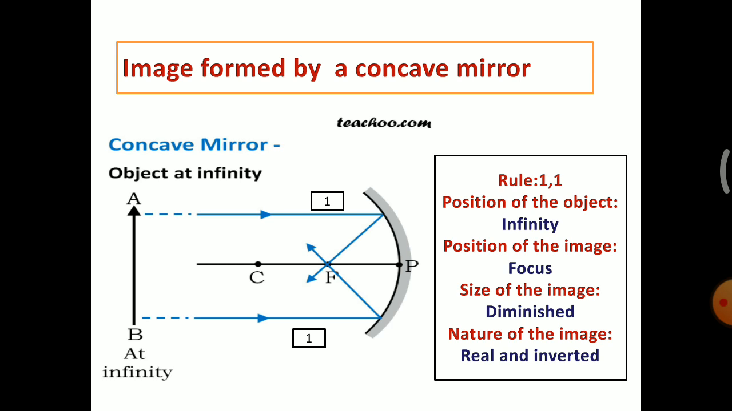Now compare the size of the object with the size of the image. Here the size of the object may be 5 cm, but the image size is very point sized. So we write the size of the image is diminished. Comparing to the object, the size of the image is very small. So we can write diminished. The nature of the image: here I wrote real and inverted.